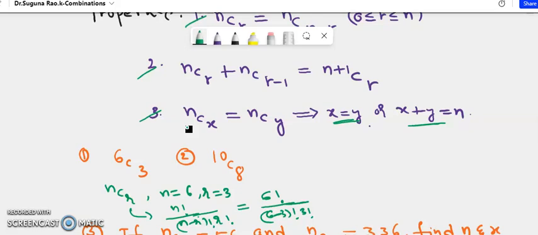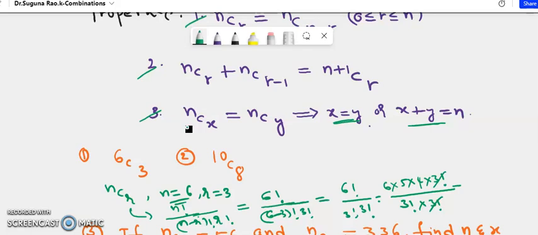For this problem, we have n equals 6 and r equals 3. That equals 6 factorial by (6 minus 3) factorial, means 3 factorial into 3 factorial. So that equals 6 into 5 into 4 into 3 factorial by 3 factorial into 3 factorial. The 3 factorials are cancelled. Here 6 times 5 is 30, 30 times 4 is 120. So 120 by 3 factorial, means 3 into 2 into 1, that equals 20. Okay. Here 6C3 value is 20.